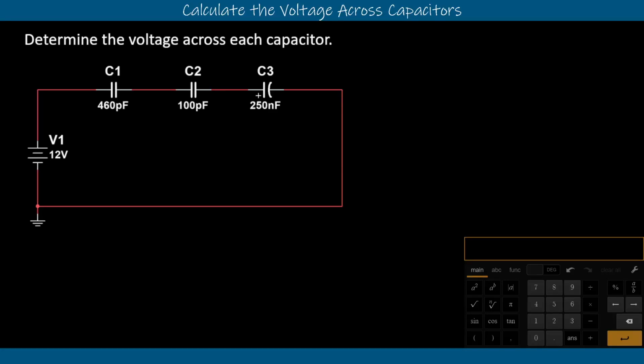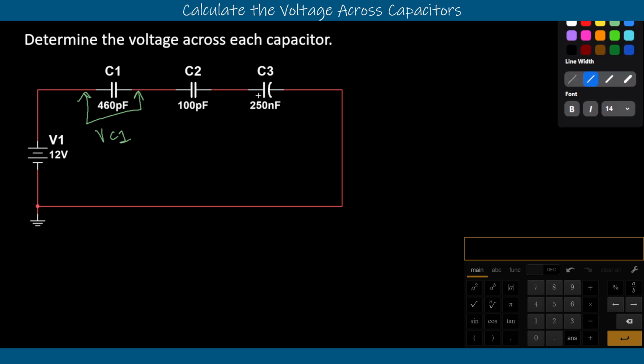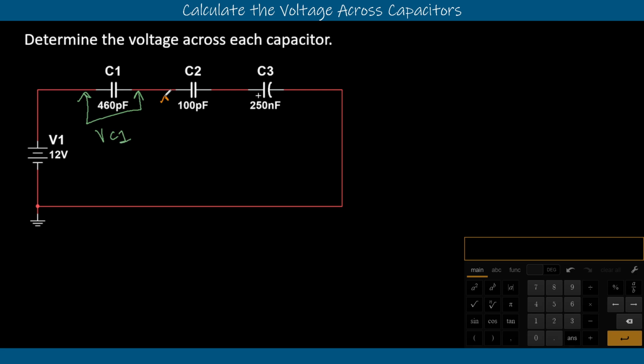Hello and welcome. In this example, we are going to determine the voltage drop across our series capacitors. So we have 3 voltage drops total. We have VC1. We also have a VC2. It's the second voltage drop. And we have VC3.